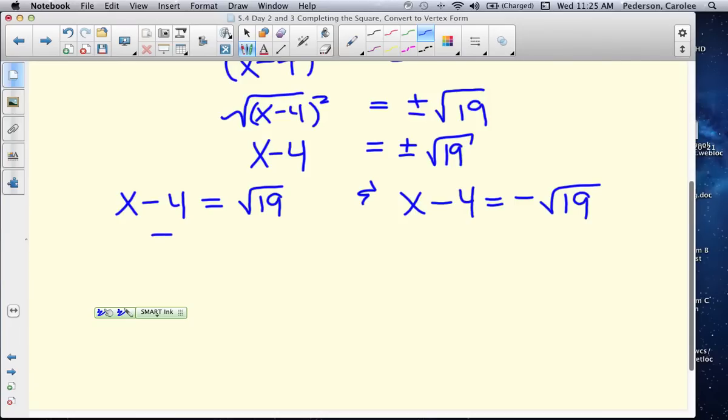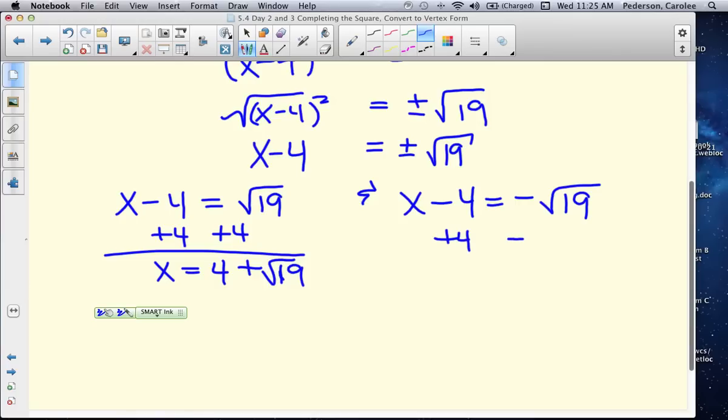We'll undo the minus 4, so we'll add 4. So we get x equals 4 plus the square root of 19. And then over here, add 4 again. So x equals 4 minus the square root of 19. And 19 is a prime number. You can't multiply two numbers together besides 1 and 19. So we leave those alone, and those are our two answers for x.